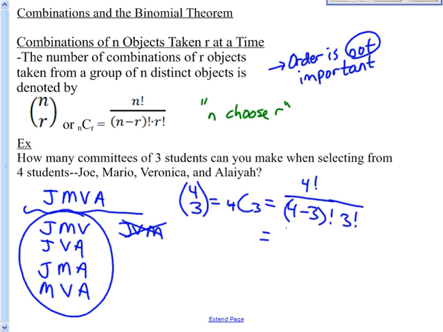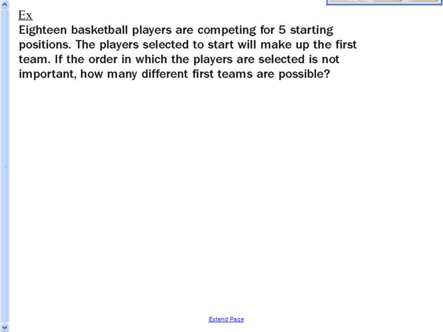And this will simplify: 4 times 3 times 2 times 1, over 4 minus 3 is 1 factorial, and 1 factorial is just 1, and then I got 3 times 2 times 1. So I got 4 over 1, so 4. And we already showed how there's four committees. So order does not matter with combinations. Try and keep that in your head.